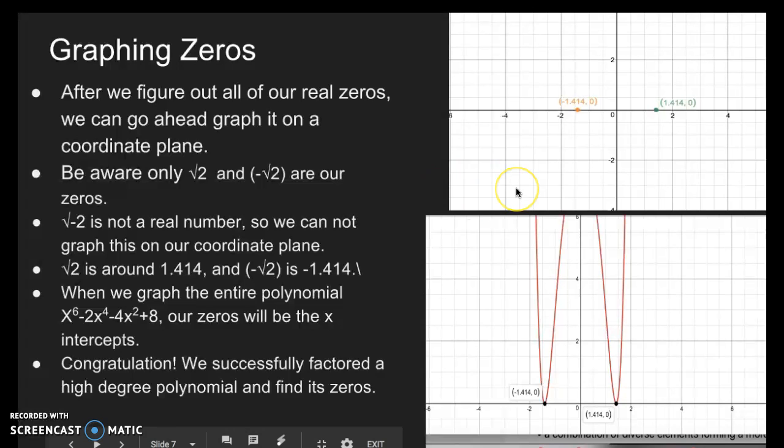So remember how a zero represents an x-intercept? And we graph the entire polynomial, which is the original one, x to the 6th minus 2x to the 4th power minus 4x squared plus 8. Our zeros will be the x-intercepts, which are negative 1.414 as an approximation, alright? And positive 1.414. And this is what the entire equation looks like.